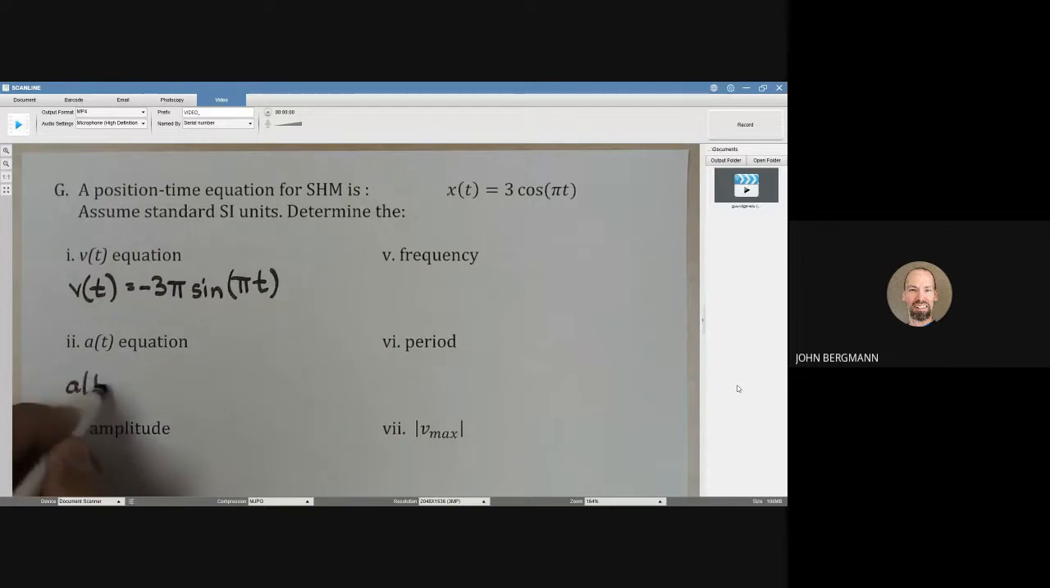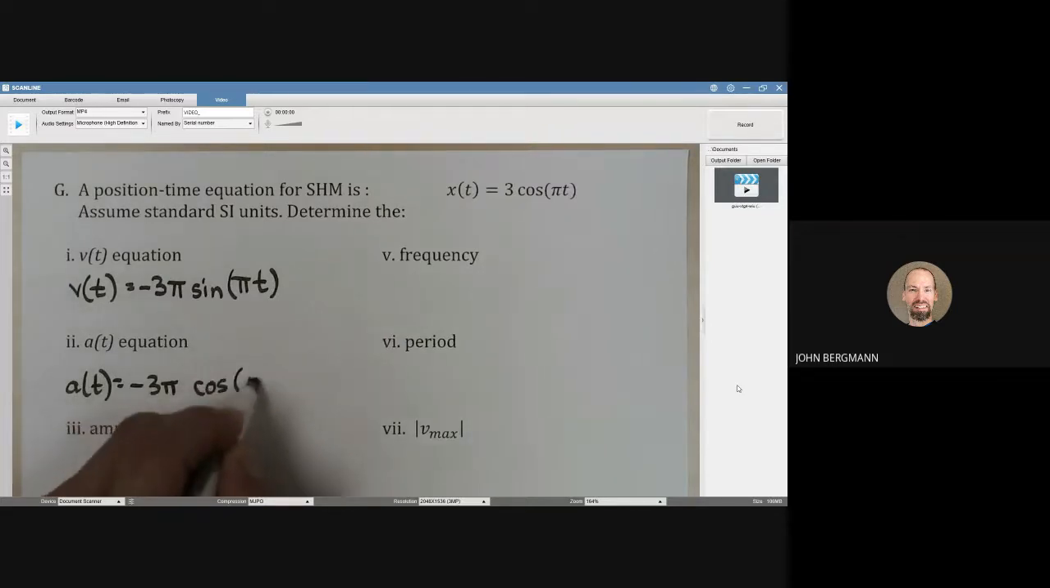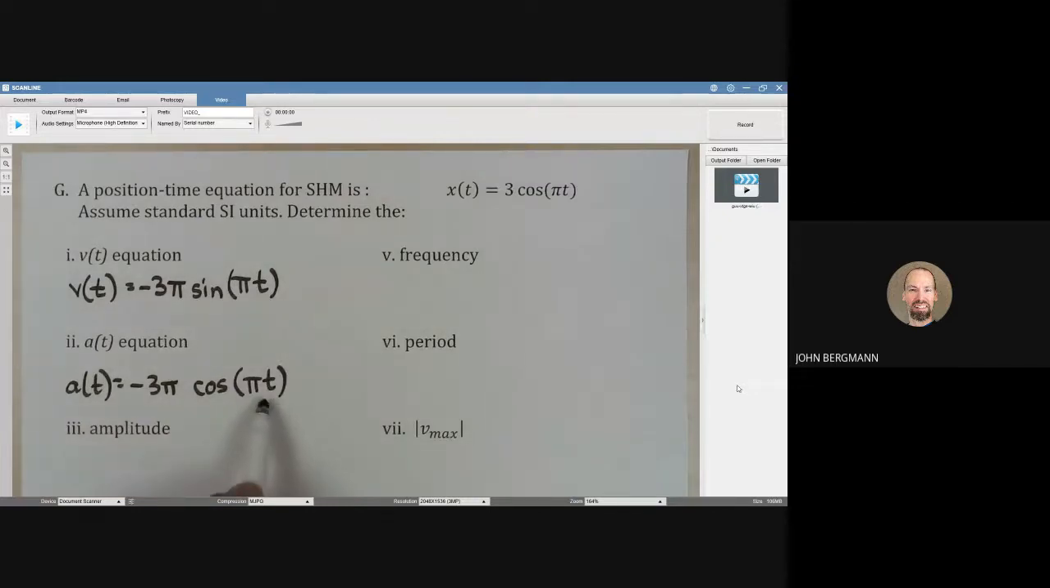So the acceleration time equation, let's leave our constants out there like we did. Negative 3 pi. All right. When we differentiate sine, we get the cosine of that thing. And then from the chain rule, we again have to take the time derivative of what's in here. So that's going to bring another factor of pi out here. So we got to square that pi.